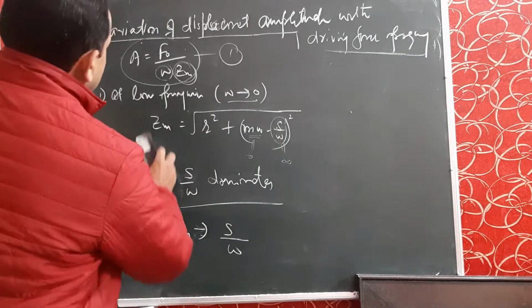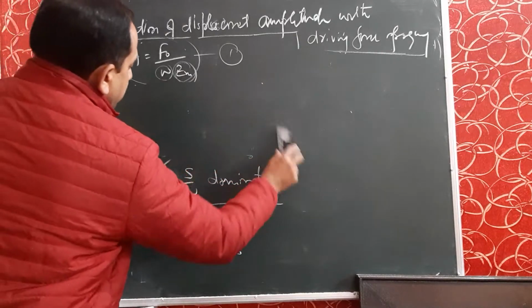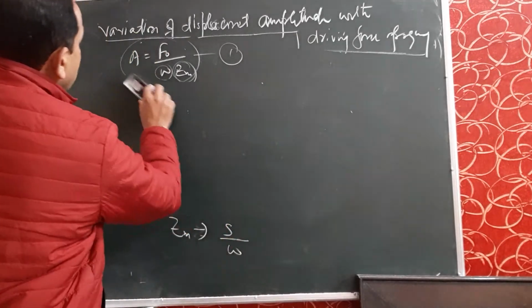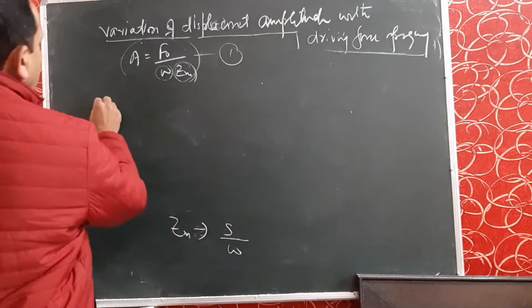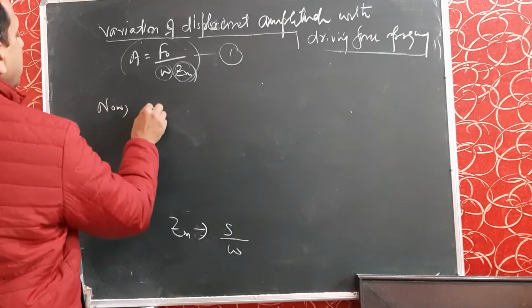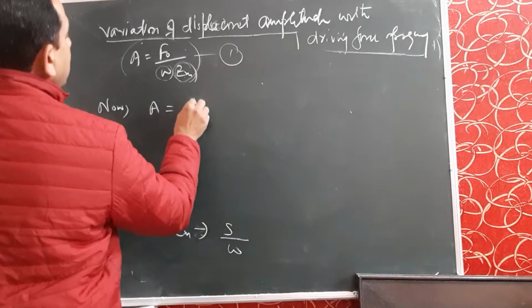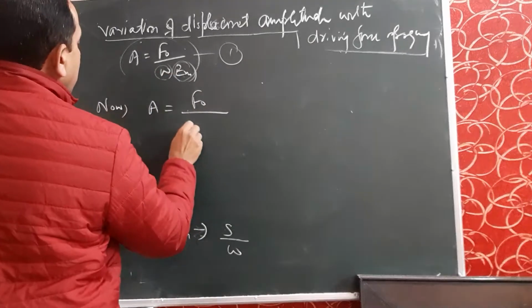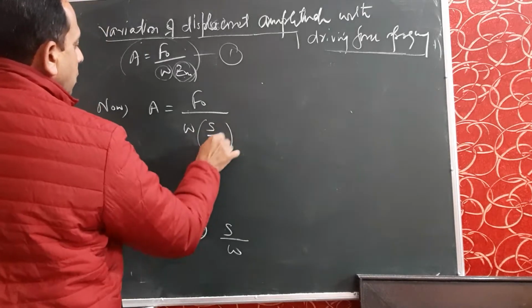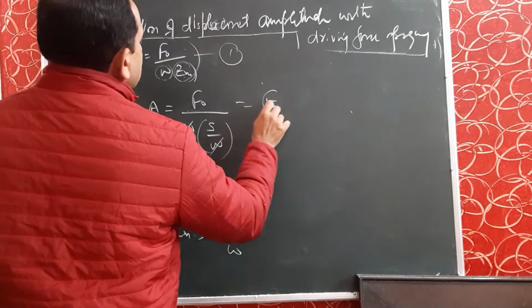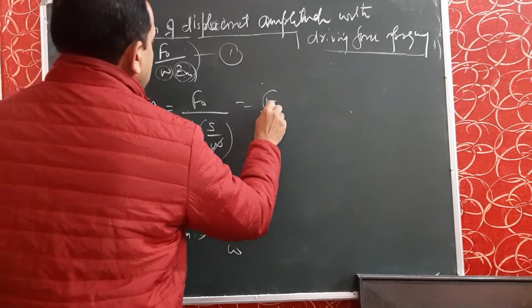So when omega tends to 0, Zm becomes s by omega. Now we will finally find the value of A. A is f naught upon omega into Zm, that means s by omega. This omega is cancelled with omega, and it is f naught by s.